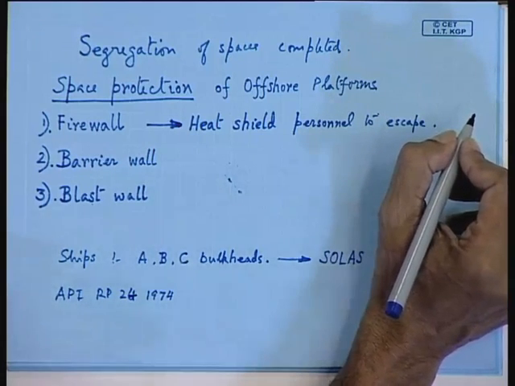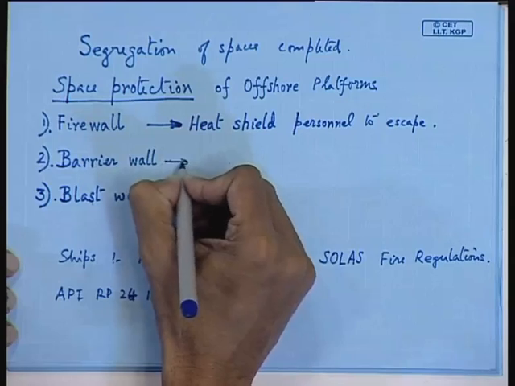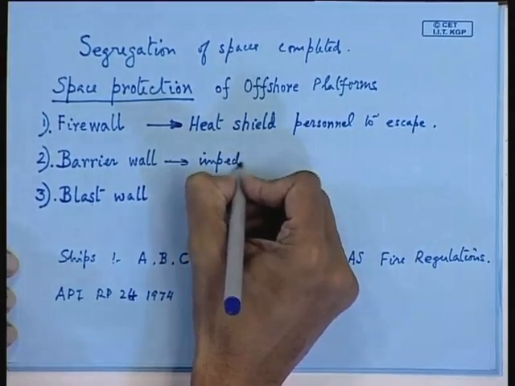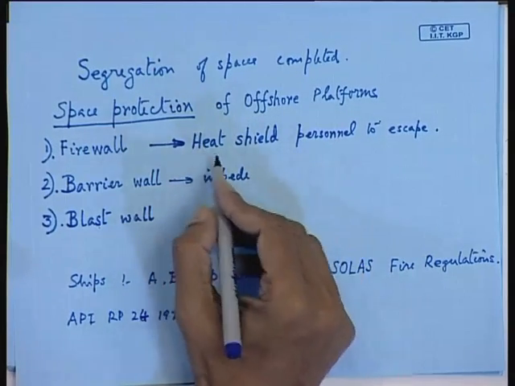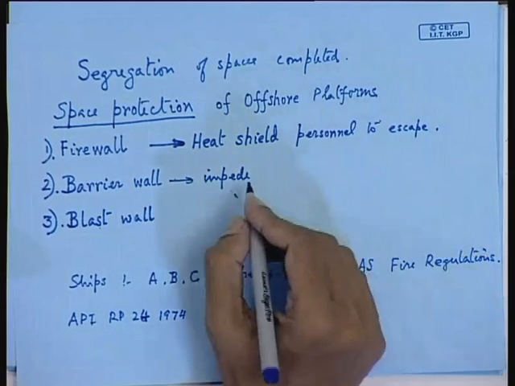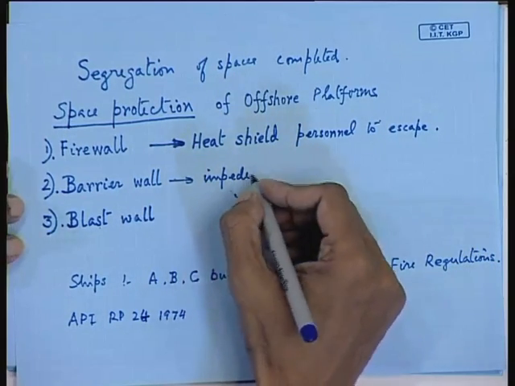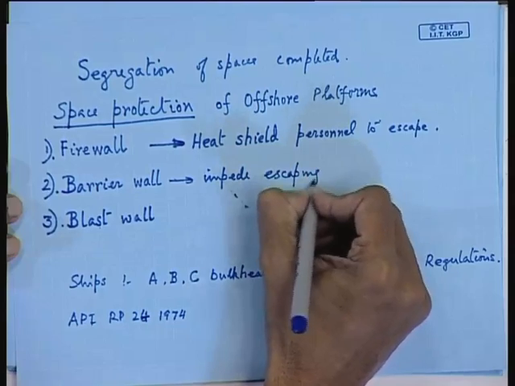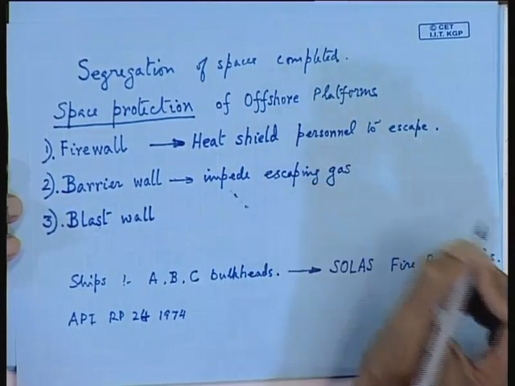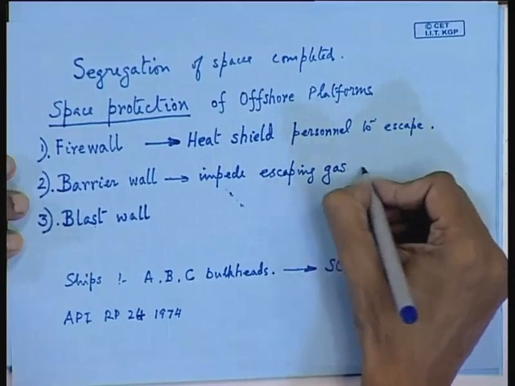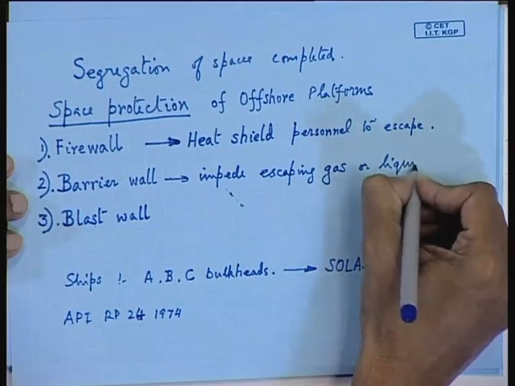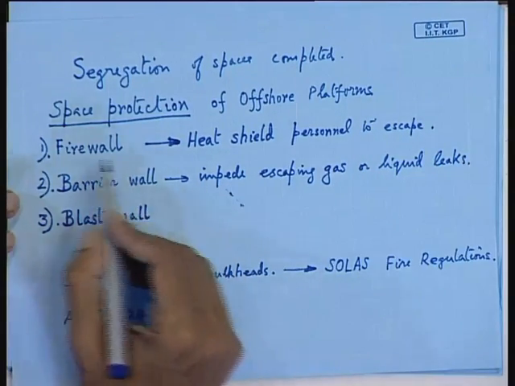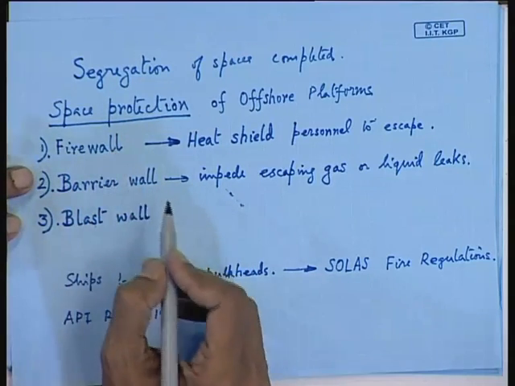Now, barrier wall, their basic function is to impede. A firewall is basically a heat shield for personnel to escape. Now, barrier wall impedes escaping gas. So, basically this is a gas tight compartment against gas escape or liquid leaks. So, this is a barrier wall. So, when you design a firewall it is different from a barrier wall, okay.